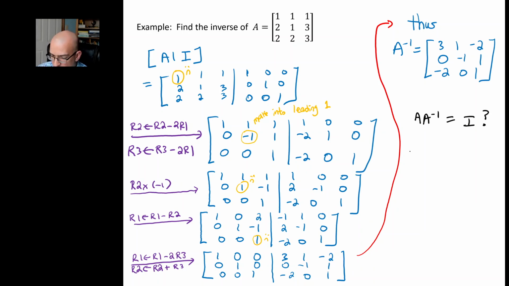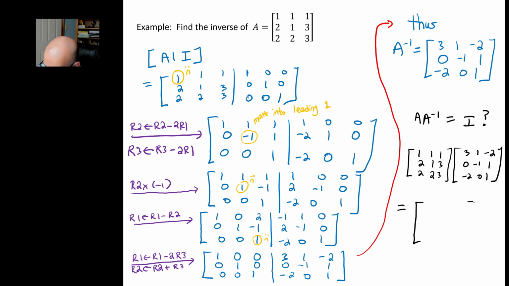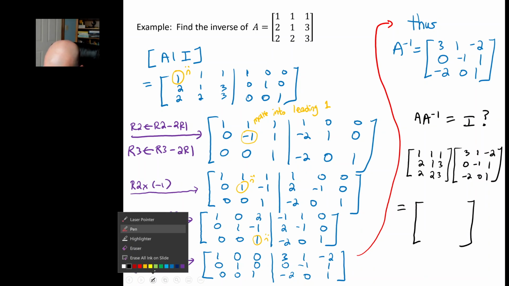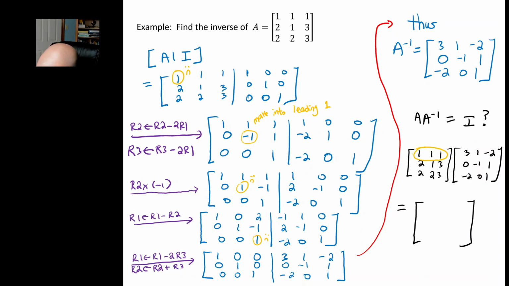I'll show you a shortcut to give you a little bit of confidence that you made it to the end correctly. 1, 1, 1, 2, 1, 3, 2, 2, 3. It's a little bit risky. So I'm just going to check a few spots. I'm going to check the first one. I'm going to do this times that. So I get 3 plus 0 minus 2. I get a 1.